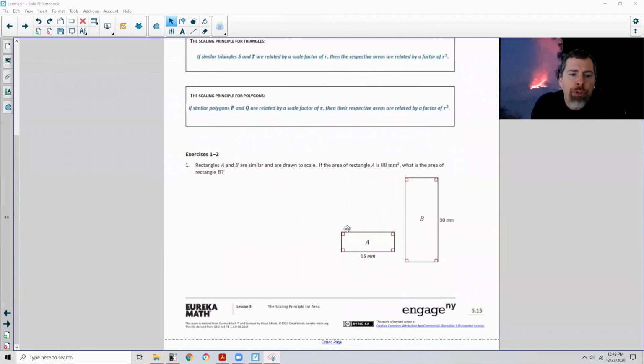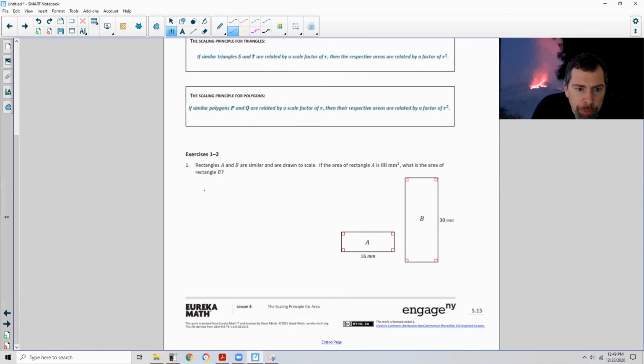Exercise 1.12, number 1. Rectangles A and B are similar and are drawn to scale. So we're told they are similar. They have 4 90-degree angles, and their base to their height ratios must also be the same. So if the area of rectangle A is 88 millimeters squared, what's the area of rectangle B? So here's where writing the formula every time comes in handy. So here we go. Write the formula.